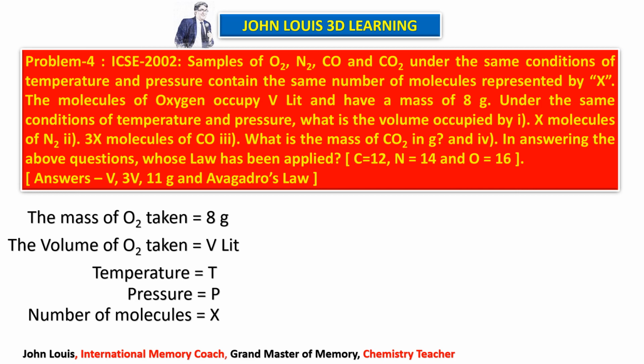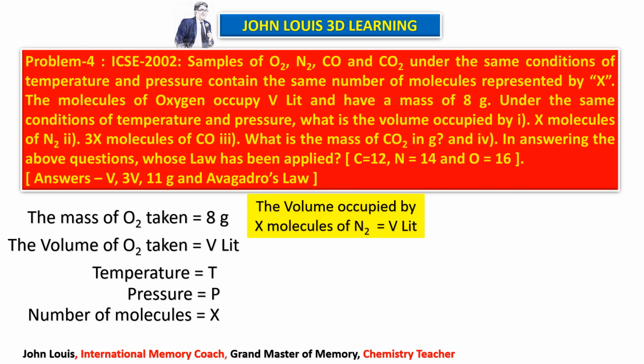So what are the questions? We have to find out the volume occupied by X molecules of nitrogen. What we have learnt? They all have the same volume. Therefore the number of molecules also will be the same. Therefore the number of molecules of oxygen given is X molecules. Therefore nitrogen also, the volume occupied by X molecules of nitrogen, will be equal to V liters.